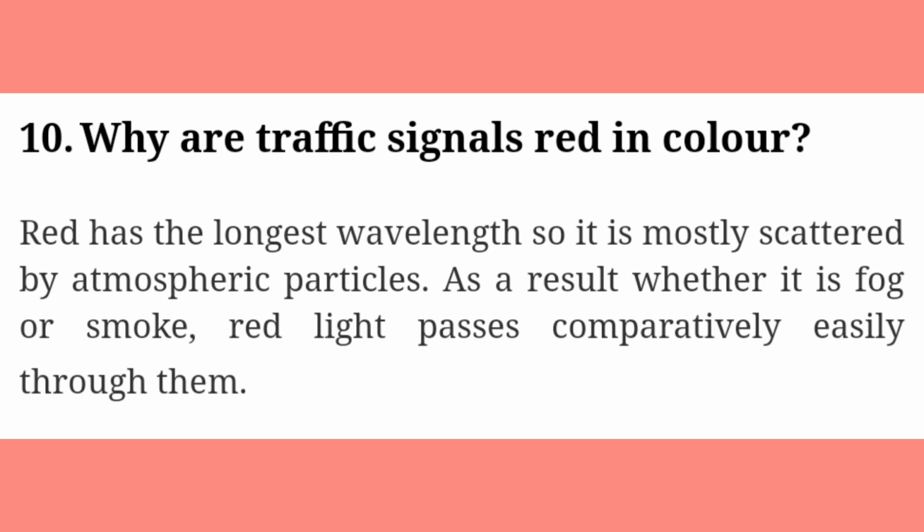10th question, why are traffic signals red in color? Red has the longest wavelength, so it is least scattered by atmospheric particles. As a result, whether it is fog or smoke, red light passes comparatively easily through them.